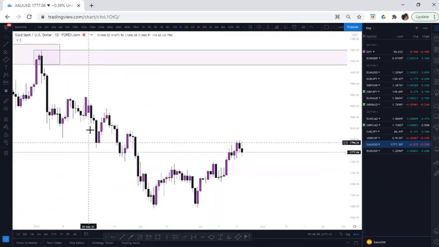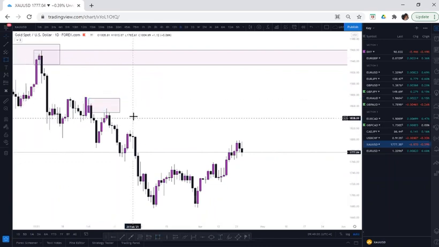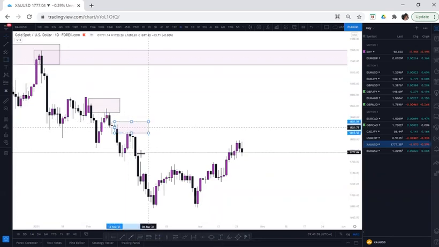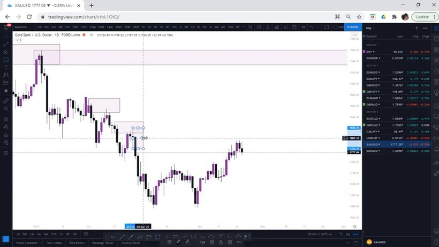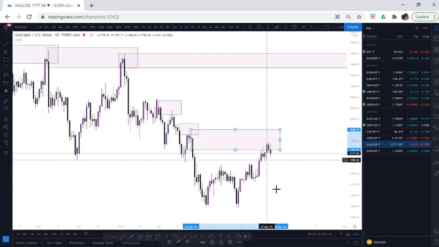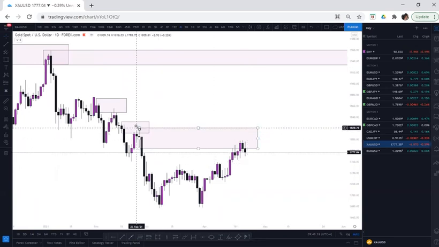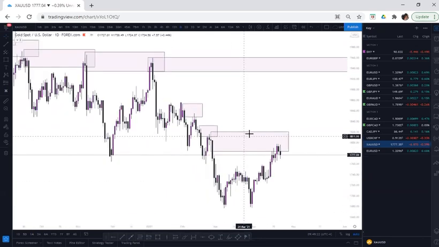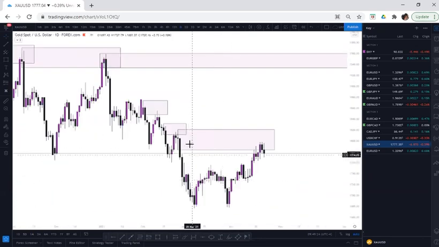Now, even going to the range structure, we have this mitigated. We have this mitigated. We have this unmitigated. So yes, everybody's saying gold is bullish, but until we break above this level, you don't have a break of structure. Let's understand that. So everything happening here can be a retracement to continue downwards.